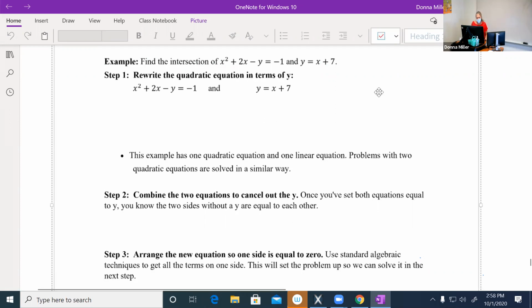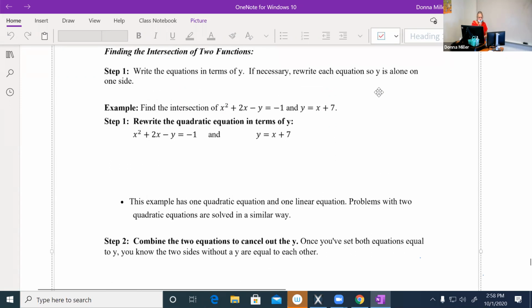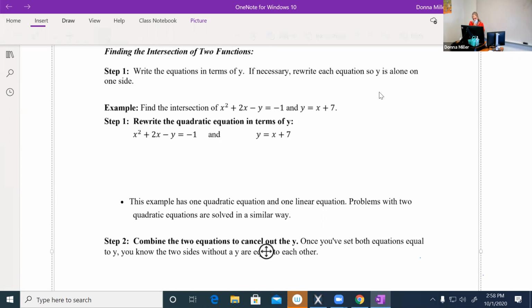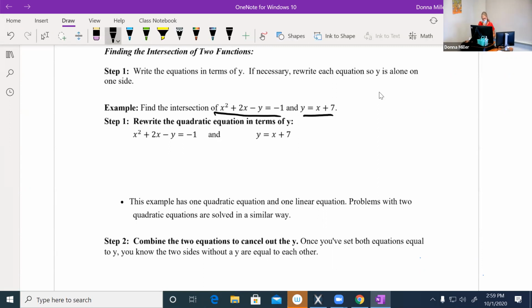It says, for this first example, find the intersection. So an intersection is where the two curves cross. So you have this guy and this guy, and what she's telling you to do, that's fine. You can rewrite the quadratic in terms of y. It's helpful too for plugging it into your calculator. All right, so we're going to do the algebra first, and then we'll do the calculator.